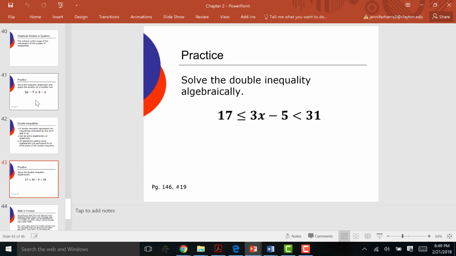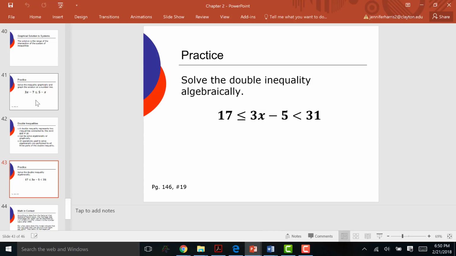Do you want to get x on the left, the right, or in the middle? You're solving to get x by itself. Do you want to get x by itself on the left, the right, or in the middle? In the middle. All right, so let's work that one out. We want to get it in the middle. So let's work on this one. Here we go. 17 is less than or equal to 3x minus 5, which is less than 31. What you do to the middle, you've got to do on the left and the right.